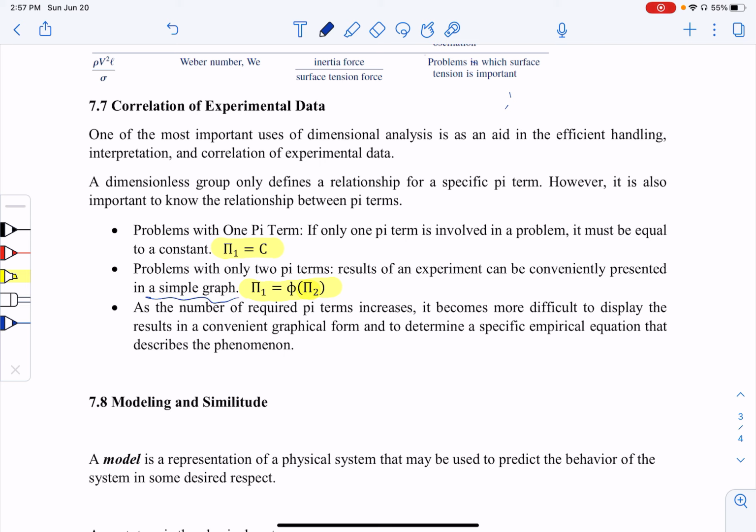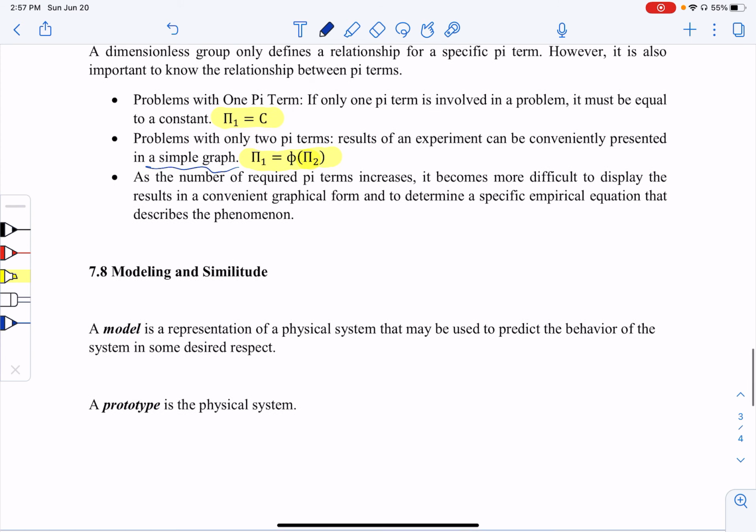But if the number of pi terms increases, then it's going to be really difficult to display the result graphically and to interpret them. So let's see what else we have.